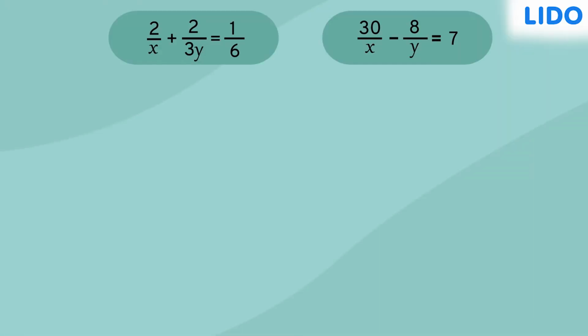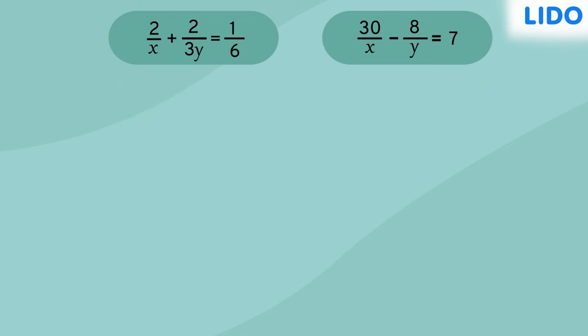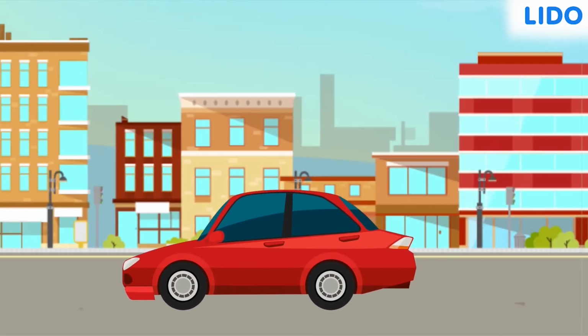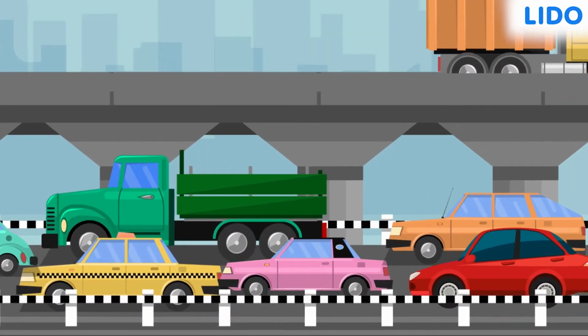Similarly, in math, if we had to solve a question like this, one approach we can apply here is to make the coefficients of one of the variables equal. Let's take x. By multiplying the first equation with 15, the coefficients of 1 over x in both the equations will be equal. But subtracting the two equations to eliminate x and then finding the value of y would be complex and scary. So even you would be stuck in this traffic jam like Arjun's uncle, who took the shorter route but got stuck in traffic.